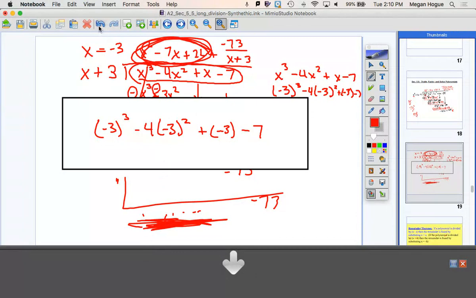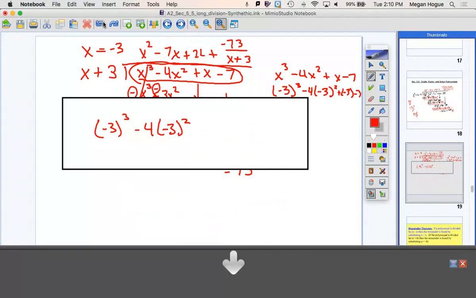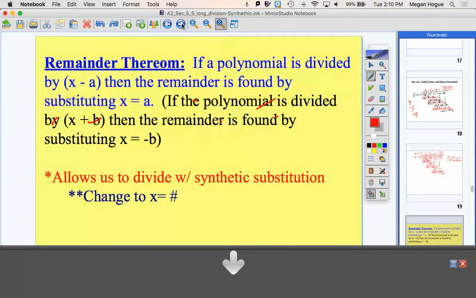All right, let me get rid of all these scribbles here. Okay, so let's go back here. You still don't need this writing, but go ahead and write down: allows us to divide with synthetic substitution and change to x equals a number. That will make more sense when we start looking at them.